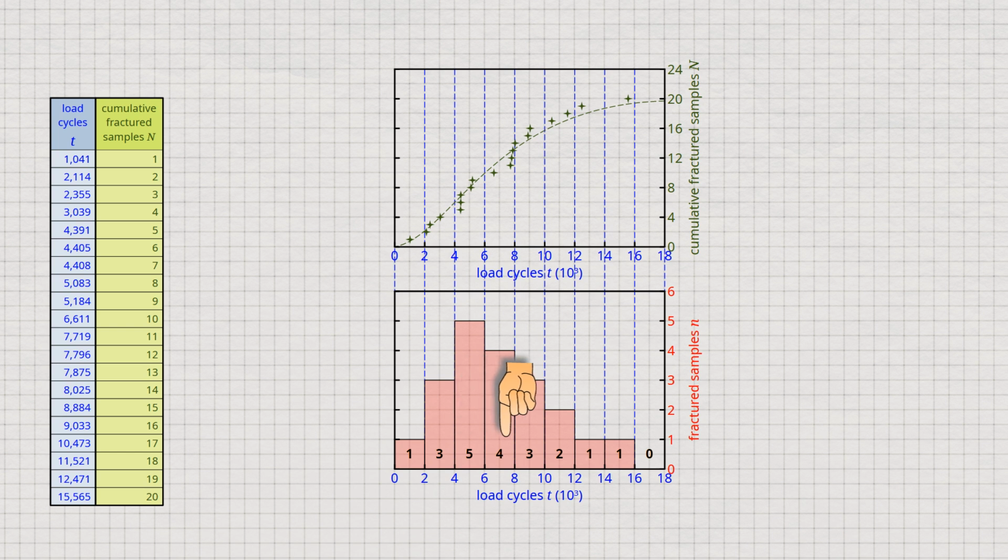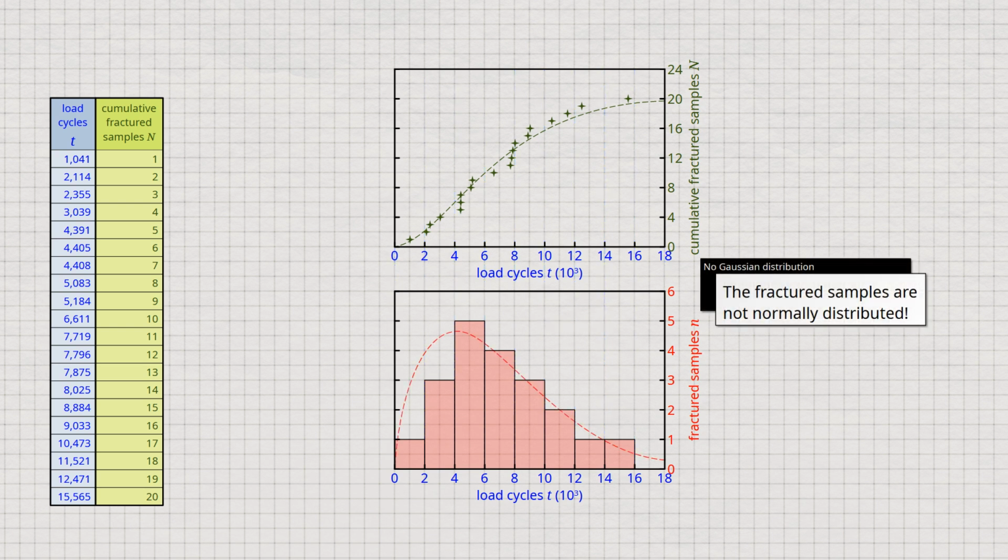In the following intervals the number of broken samples decreases. This gives the frequency distribution of samples that have failed within certain intervals. Such a discrete distribution of values is also called a histogram. It is immediately apparent from this histogram that the fractured samples are not normally distributed.